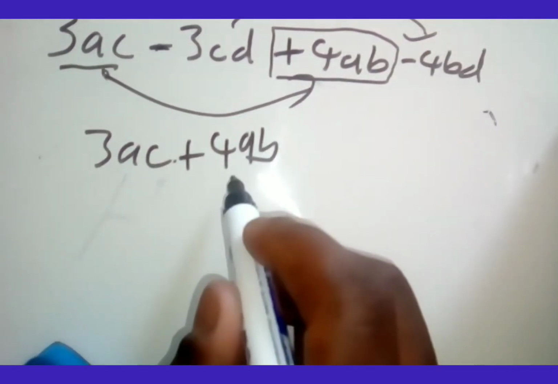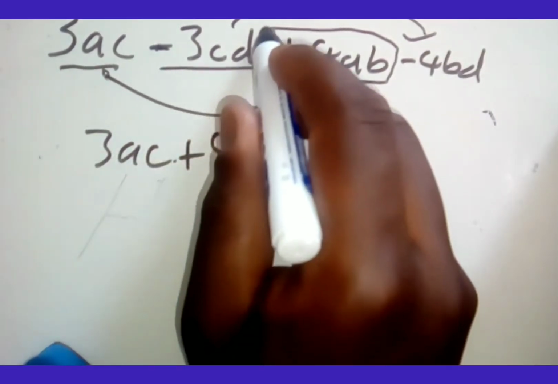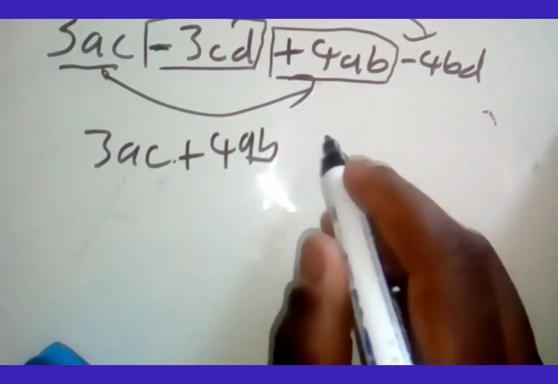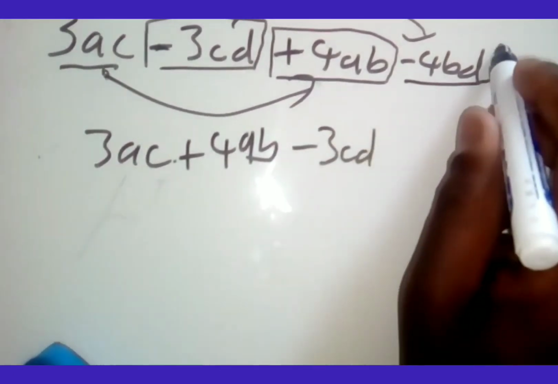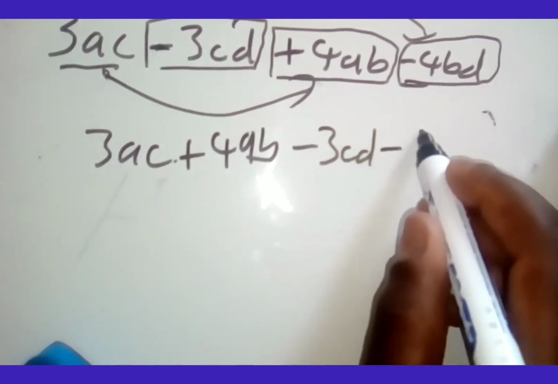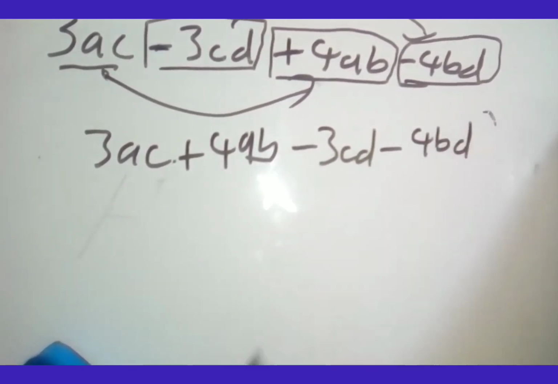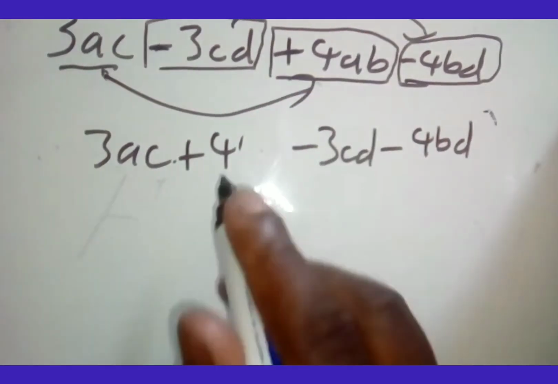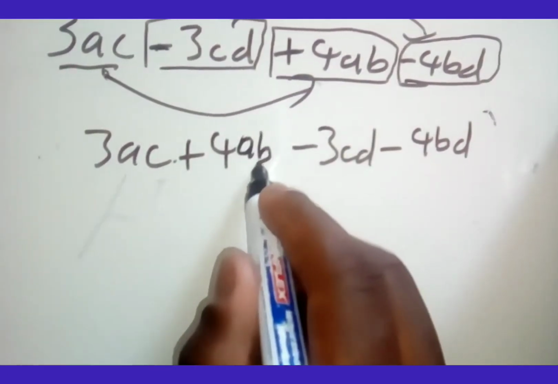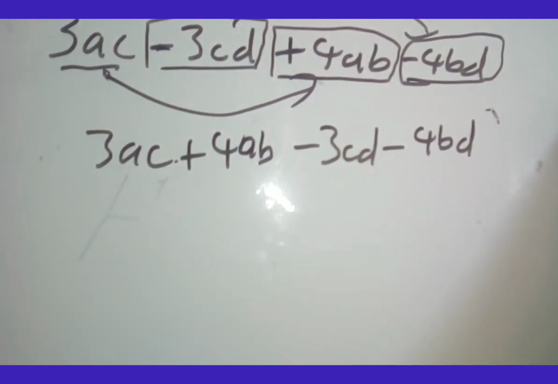So I group them. Then I take this together with the sign in front of it, and I write it down here. Then I take this together with the sign in front of it, and I write that. So there I group them, right? So this A, B there. Now let's factorize it.